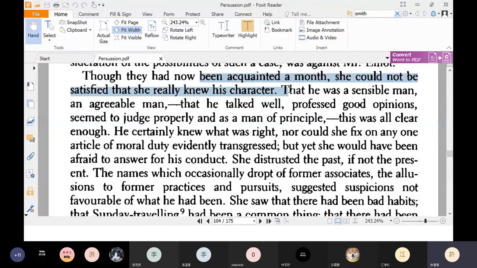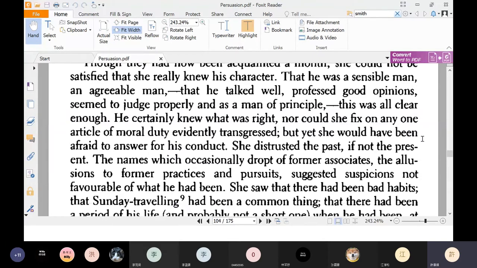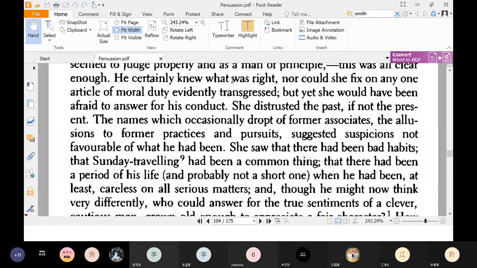"Though they had now been acquainted a month," so they knew each other for a month, "she could not be satisfied that she really knew his character. That he was a sensible man, an agreeable man, that he talked well, professed good opinions, seemed to judge properly, and as a man of principle, this was all clear enough. He certainly knew what was right, nor could she fix on any one article of moral duty evidently transgressed." So she couldn't find a single point of moral duty that he had gone against, or a single moral that he had broken.